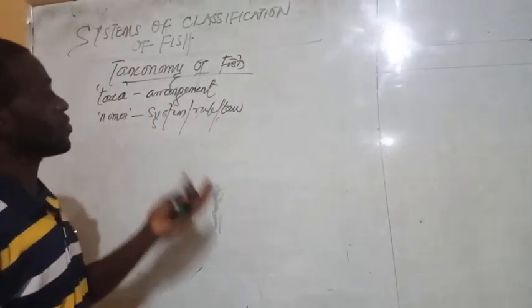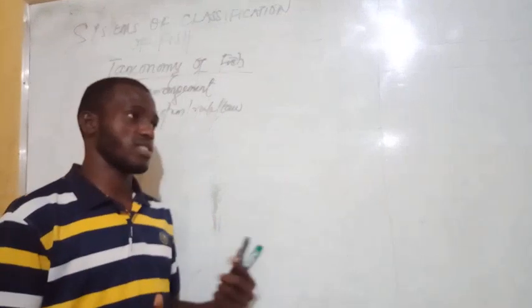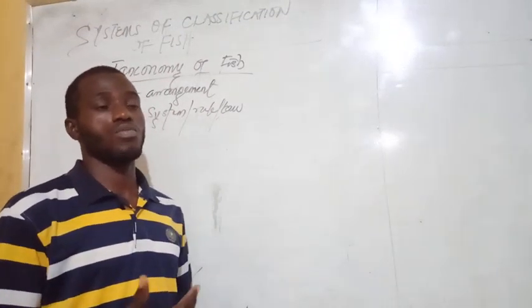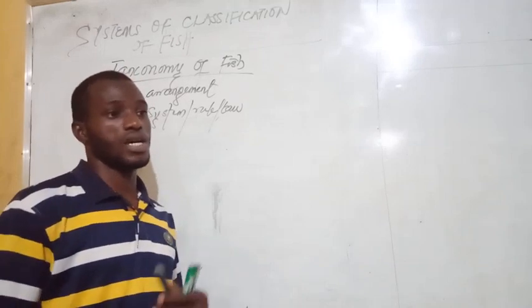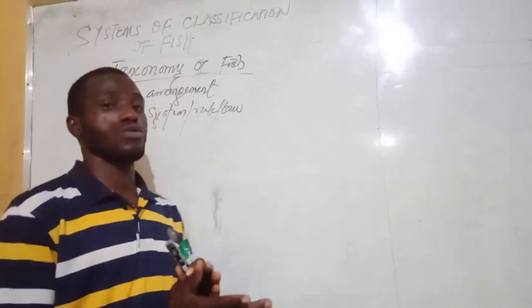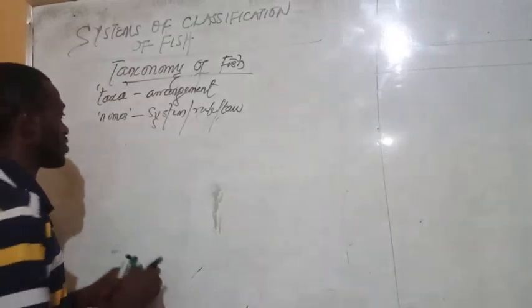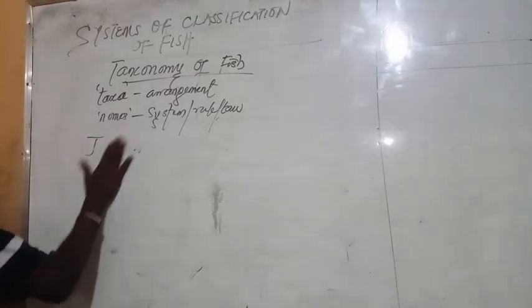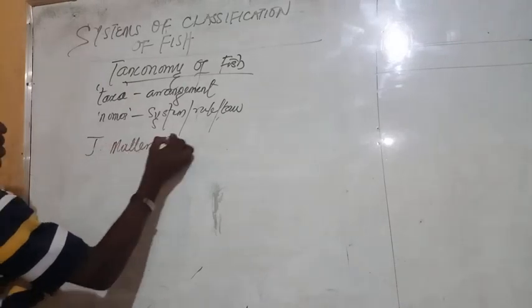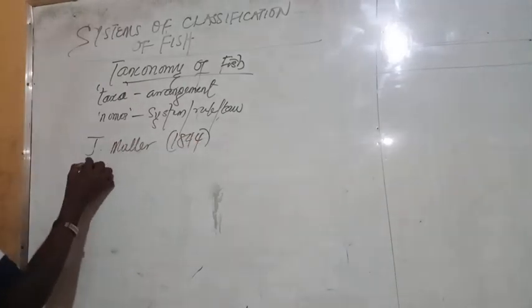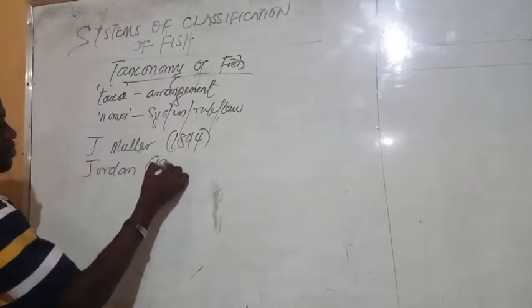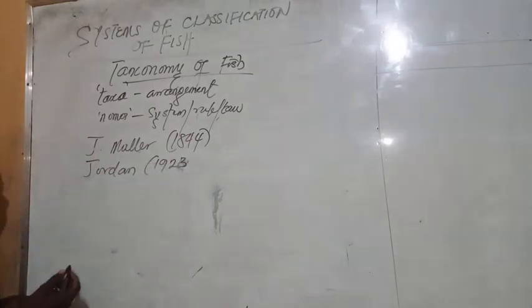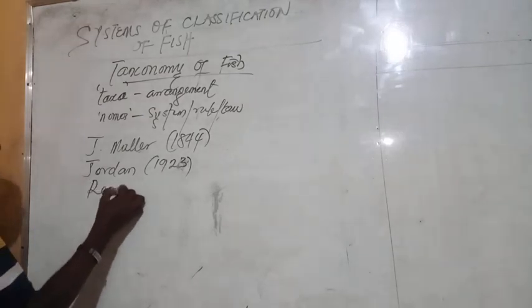We said taxonomy is a system of arranging fishes, and that scientists have come up with many different postulations and systems of arrangement, and over time there have been conflicting ideas about how to classify fishes. The first system of classification was given by J. Muller in the year 1844. Other scientists came on board and gave their several classifications. The scientists I'm going to mention here have many of their classifications known, although they were also revised in many ways by many other scientists.